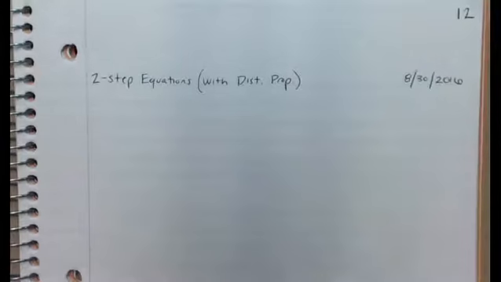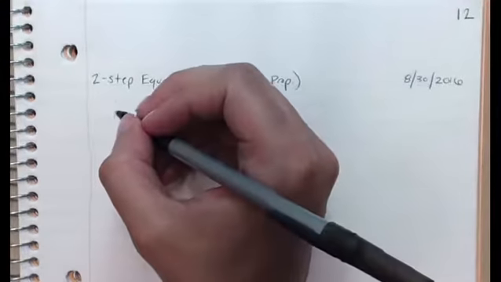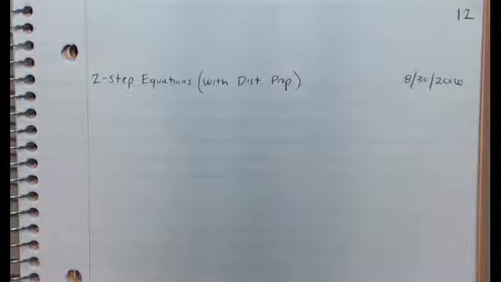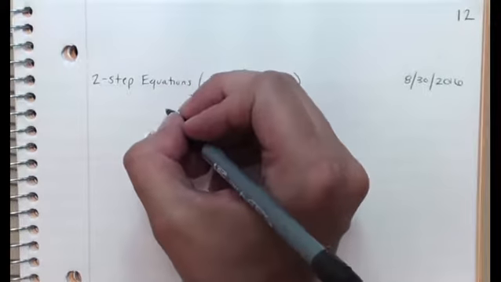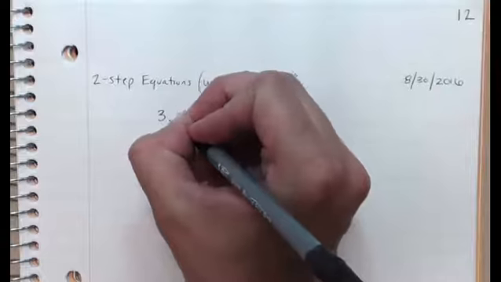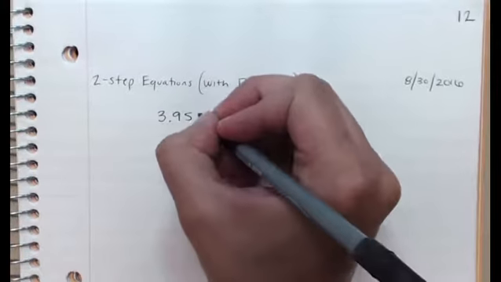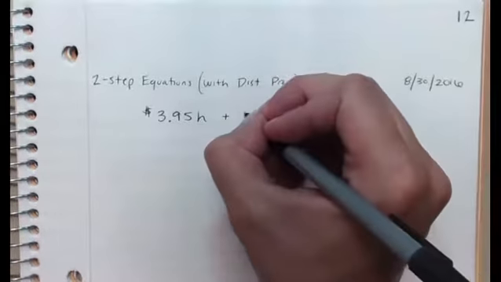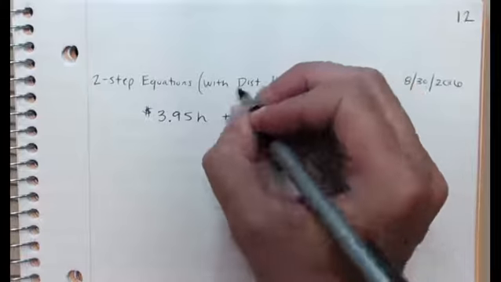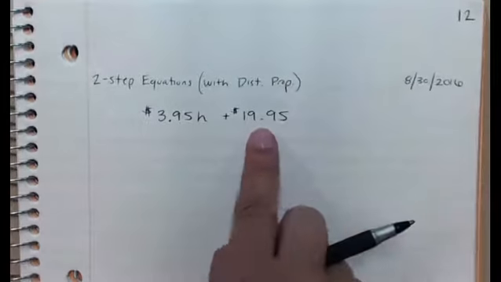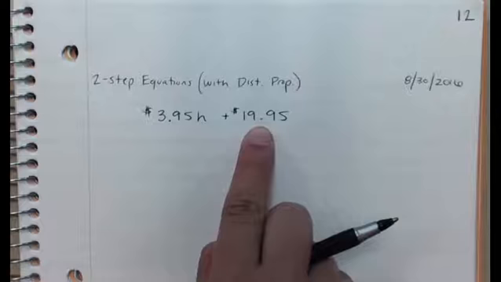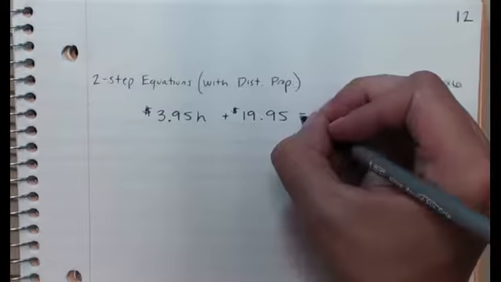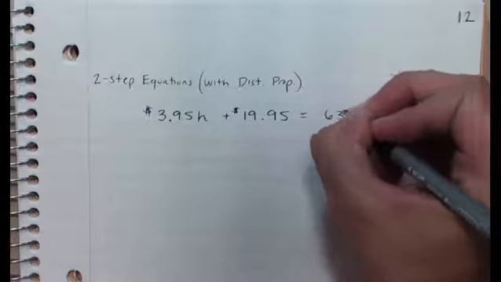Okay, let's talk about a situation. Let's say I'm going to hire someone to come clean my house. The people charge $3.95 per hour. So we'll talk about money here. But their initial starting fee, even just to make the appointment and have them show up at the house, is $19.95. I want to figure out how many hours they can work if this is how much money I have in my purse.